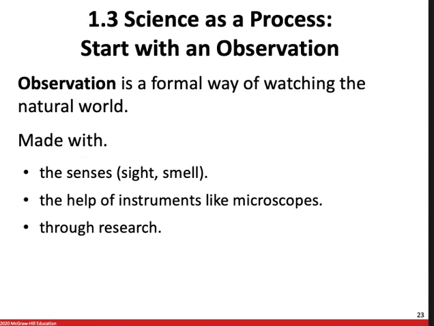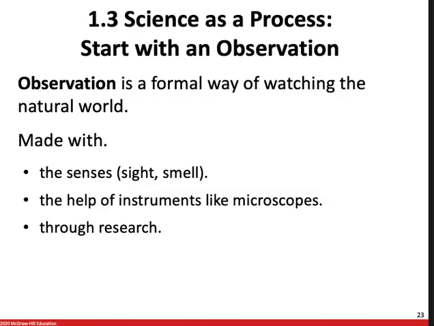So the scientific method starts with simple observations about the world around us. However, for a scientist, it is not enough to just observe the world, but you have to ask questions about the things that you're observing. These observations should be prompting a question. So an observation is just a formal way of watching the natural world. It's going to be made with your senses like sight and smell, and instruments like microscopes can also be used to make those observations. And so through research, we can make these observations.